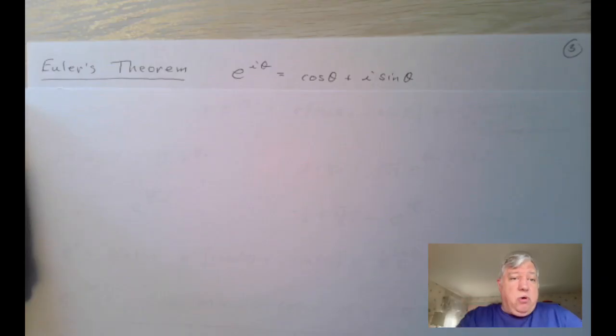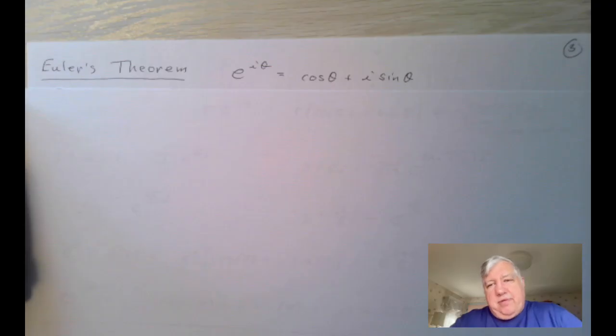So this brings us to Euler's theorem, which says that e to the i theta is equal to the cosine of theta plus i sine of theta. Now, this can almost be taken as a definition of what it means to raise e to a non-real number, or some number times i.